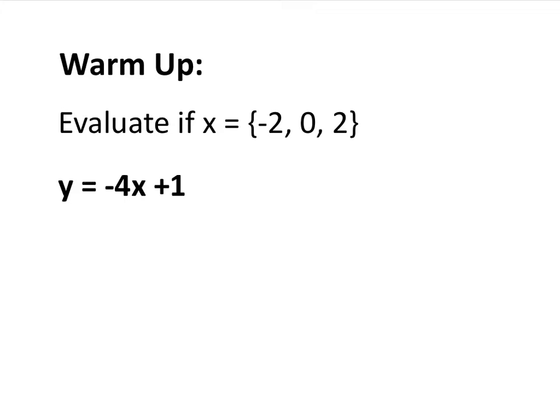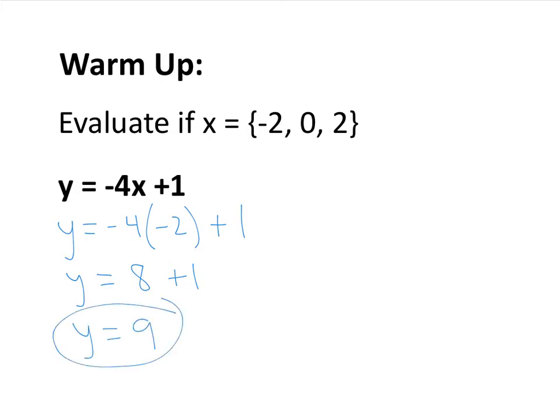Okay, if I evaluate for x equals -2, I am going to plug in -2 in for x and solve for the output. So y equals -4 times -2 plus 1. So y equals -4 times -2 is 8 plus 1, so y equals 9 if x equals -2.